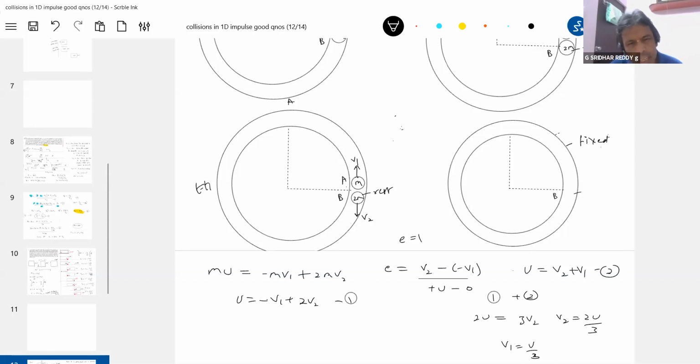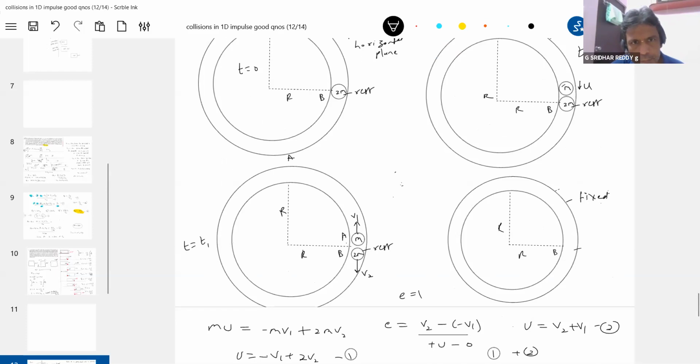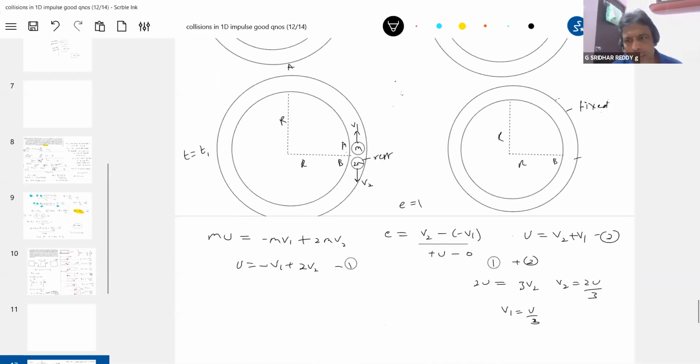So at what point will they collide again? And I want that time also. They must collide somewhere, no? Because they're moving opposite to each other. Can we calculate the position and also the time taken? Let R be the radius of the pipe. How do we decide where they'll collide again?